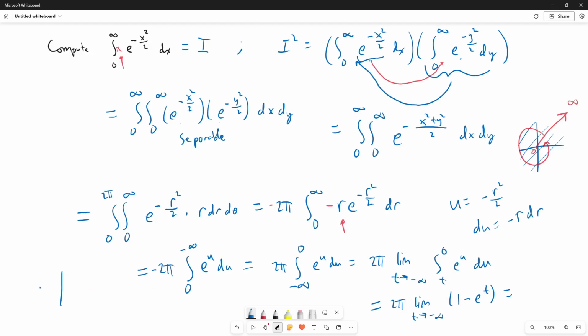The graph of y equals e to the t is like this. And as t goes to minus infinity, the graph goes down to 0. So we get 1 minus 0 in the limit, which is 1. And so the answer is 2 pi. And so that was I squared. We computed the square of what we wanted. So that means, to finish it out, the original integral would be the square root of this number. So it's the square root of 2 pi.